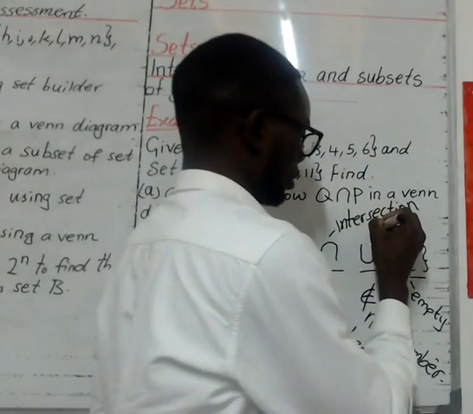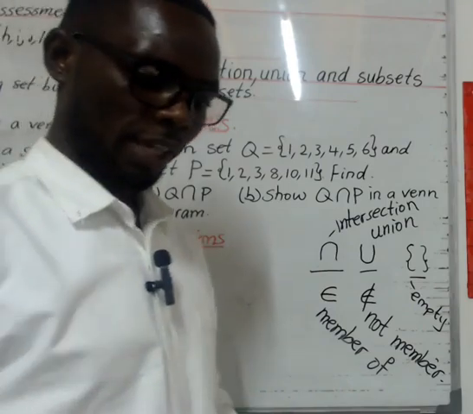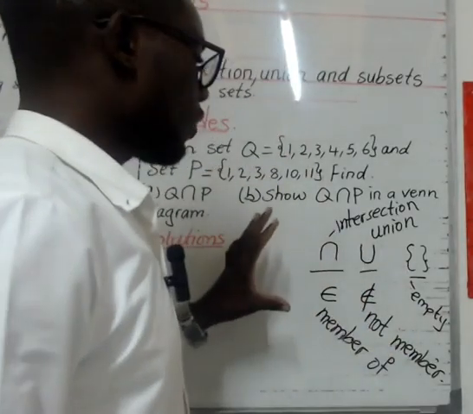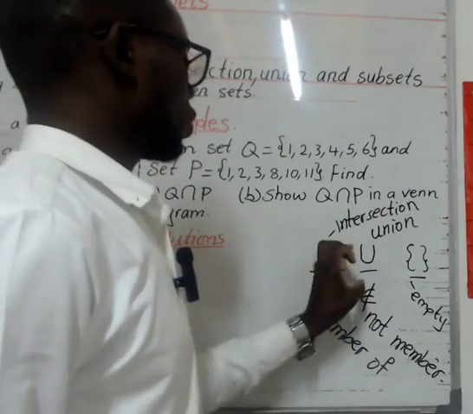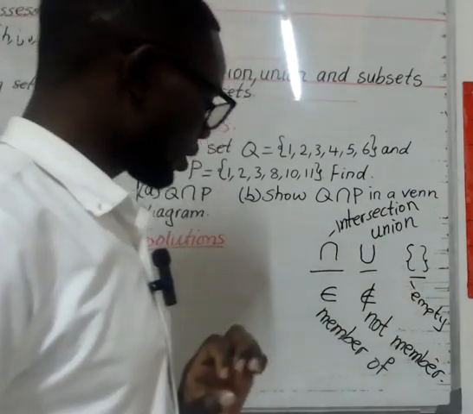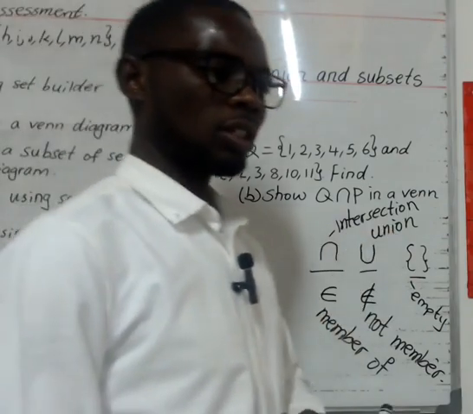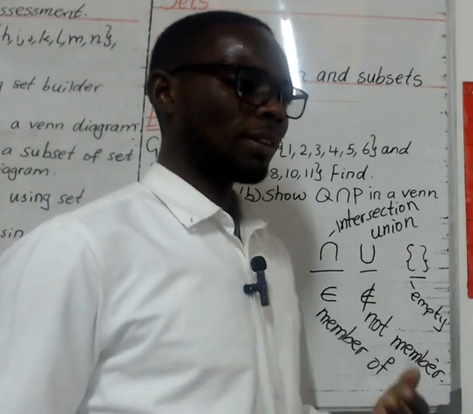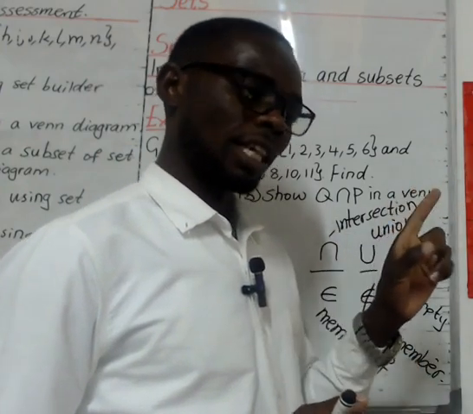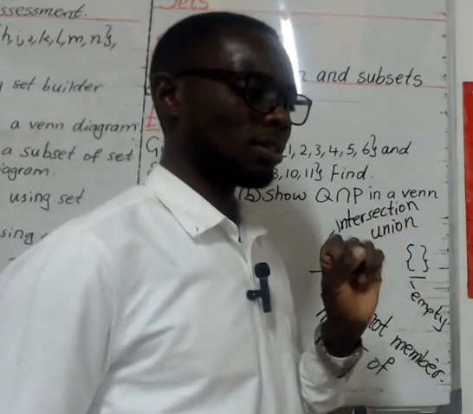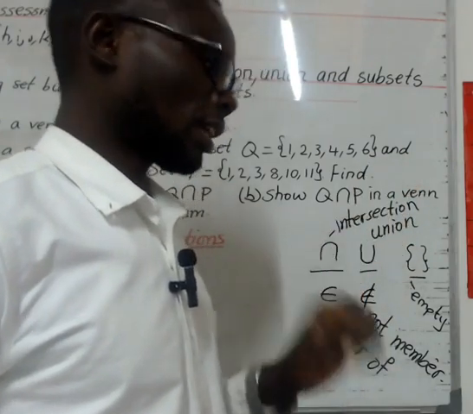Intersection, union. Okay, so these are the symbols that we use when we are describing sets: the intersection of a set, the union of a set, an empty set, member of, and not member of. Okay, so having looked at the symbols that we use when we are writing sets, by the way, when we are writing sets, we also follow a few rules. The name of a set is shown by a capital letter.